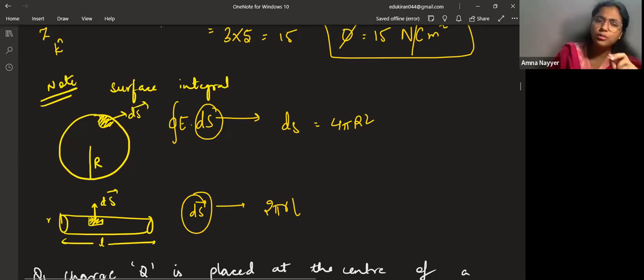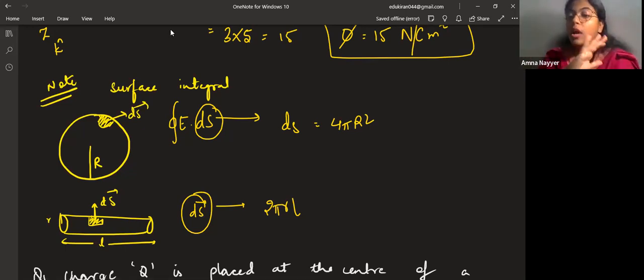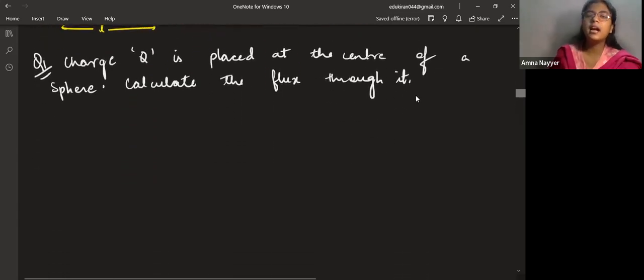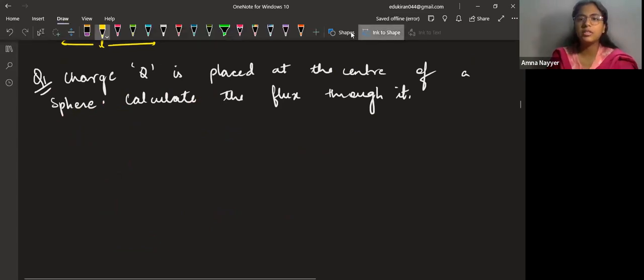Now just pay attention to this question carefully. This is a very important question. It can come in the exam, and wherever you have a doubt, you are free to stop me in between. Ask me, get your doubts clarified, or the way Thari does it, type your question in the chat column and I'll answer it. The question says that charge Q is placed at the center of a sphere. You have to calculate the flux through it. So what is given? Charge is placed at the center of a sphere. Let me draw the sphere first.